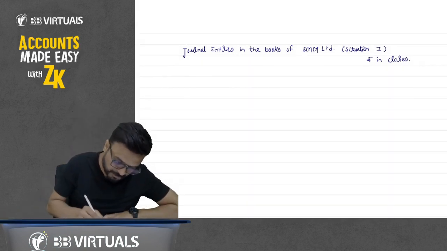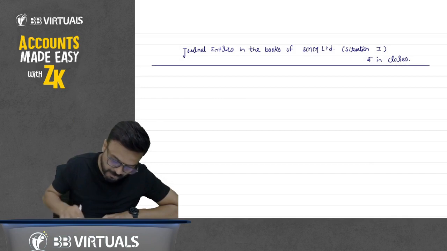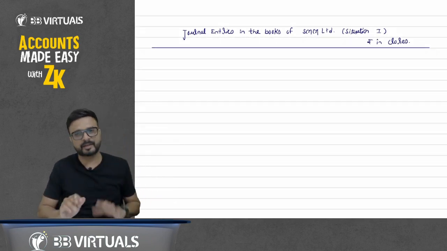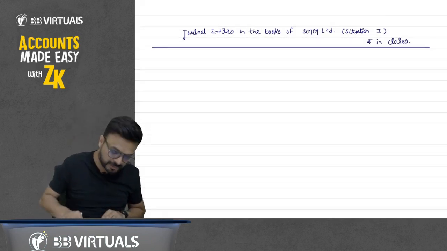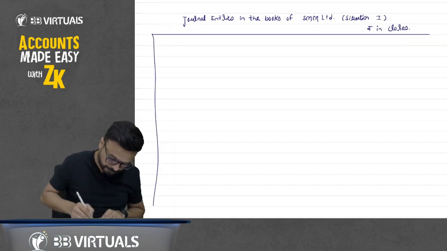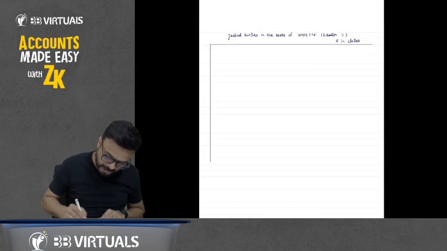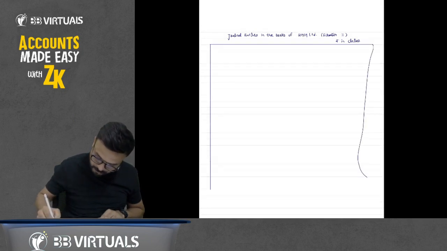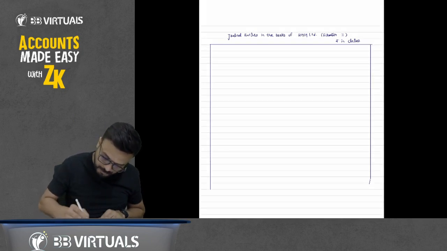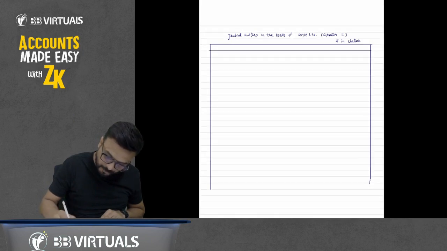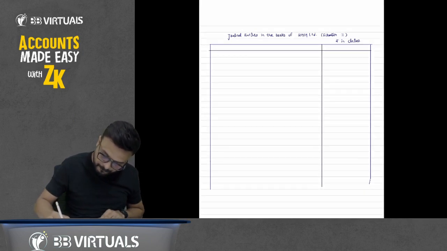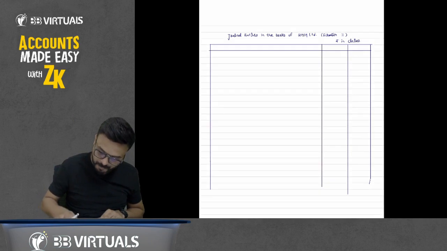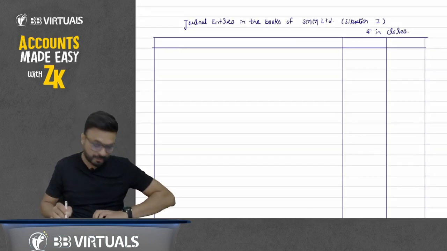Now draw this for half a page, because we have to pass just 4 entries. They are not issuing any shares in the market, they are doing it out of profit. If nothing is mentioned, we will say it is out of profit. Draw this for half a page. Okay, one by one now.